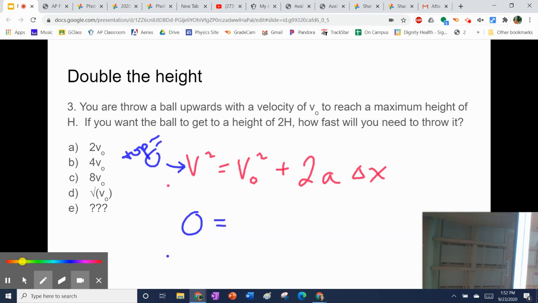equals. All right, I want to know how fast I need to throw it. So I'm going to leave it as v0 squared because that's what I want to solve for. Plus 2 times a times delta x. So 2 becomes a 1, a becomes a 1, and I want it to get to a height of 2, like double of what it was, so times 2.